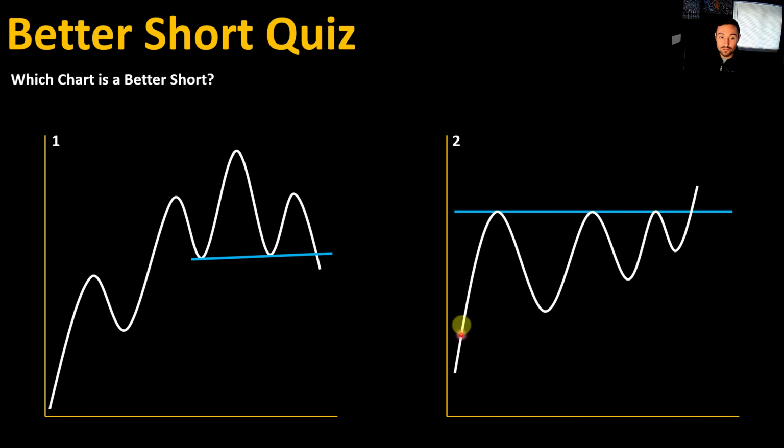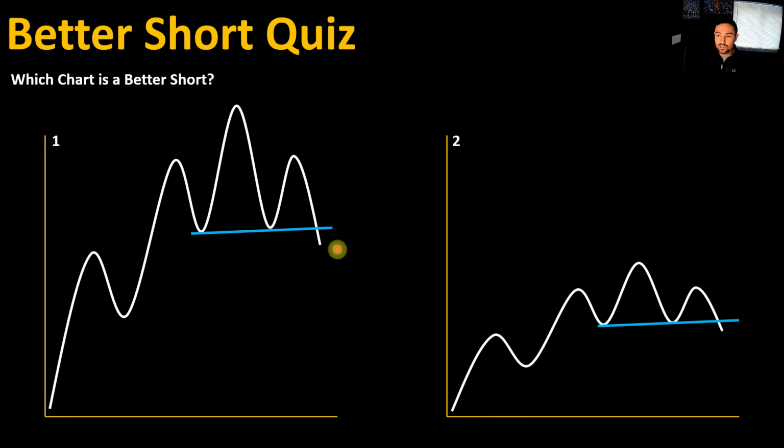Relative to chart number 2, which looks to be a stock in a powerful stage 2 advance. So this here is a stage 2 breakout, whereas this would be a stage 3 topping type action breaking down into stage 4. So buy breakouts in stage 2, short in stage 3 into stage 4. So number 1 is a much better short candidate.